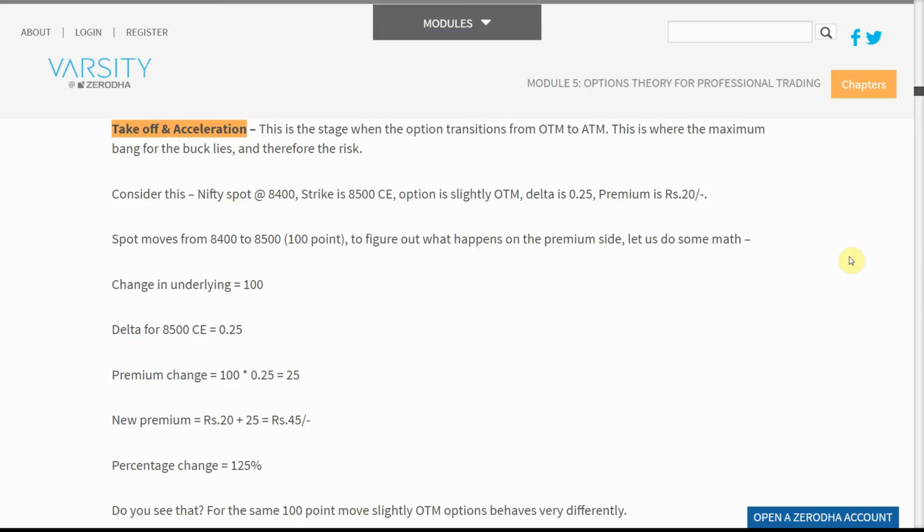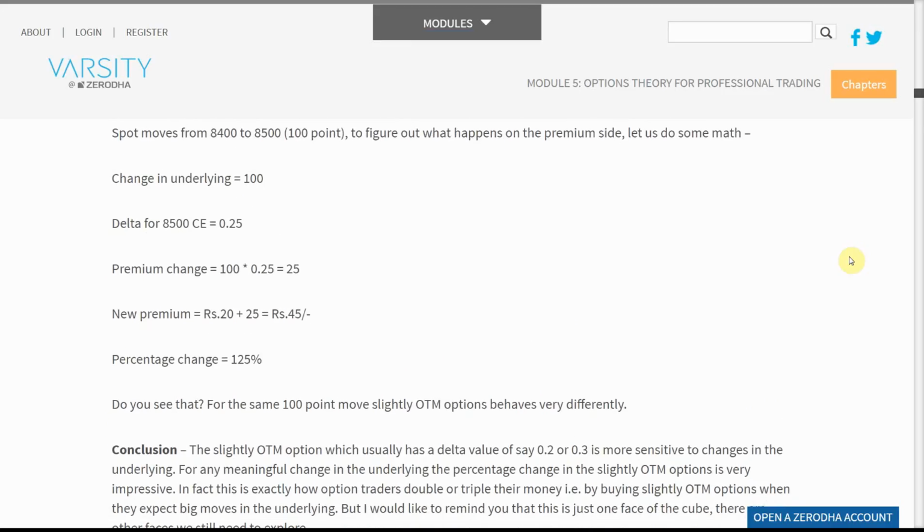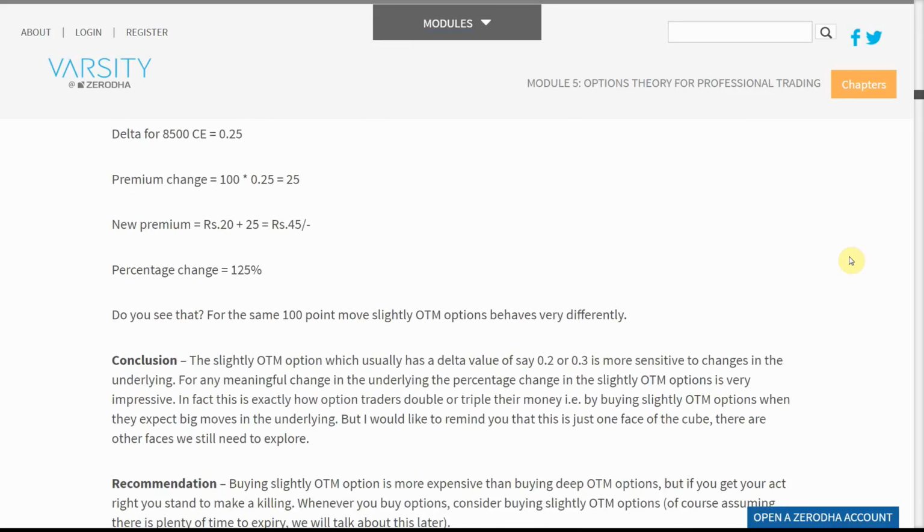Change in underlying equals 100. Delta for 8,500 CE equals 0.25. Premium change equals 100 * 0.25 equals 25. New premium equals 20 rupees plus 25 equals 45 rupees per. Percentage change equals 125%. Do you see that? For the same 100-point move, slightly OTM options behave very differently.